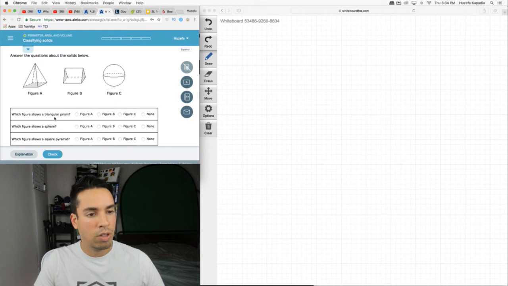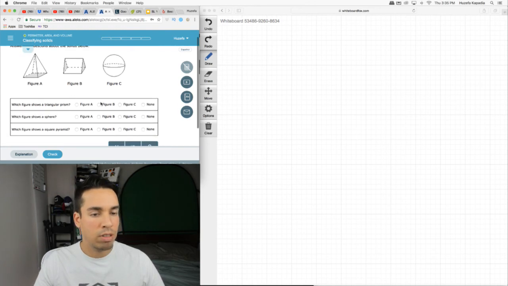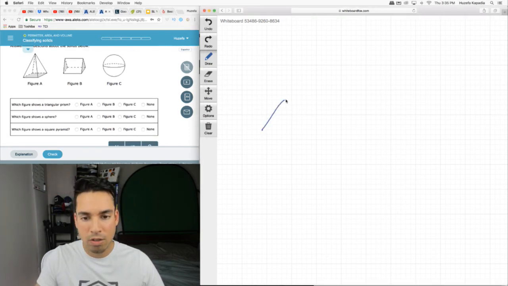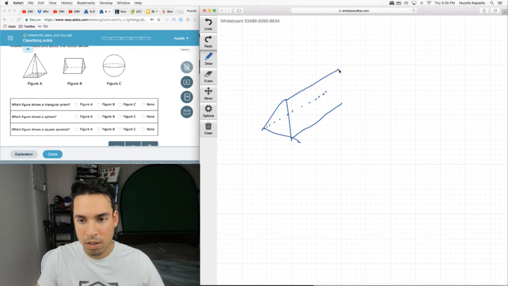So which figure shows a triangular prism? So what is a triangular prism? A triangular prism is essentially where you take a triangle like this, and then you extend each one of these vertices back. And then you've got another triangle on the other side that is the exact same as the one on the front. And which one is a triangular prism?